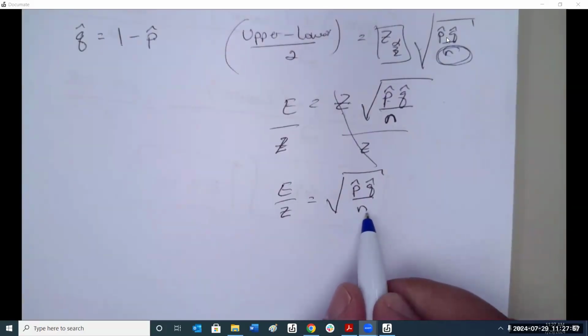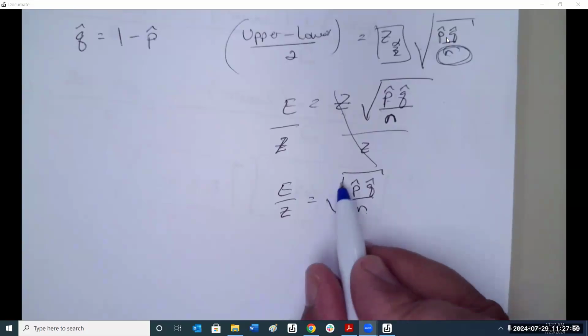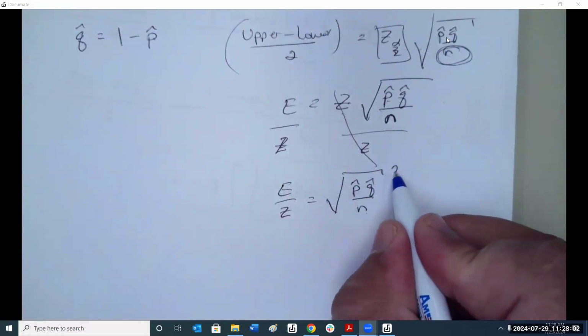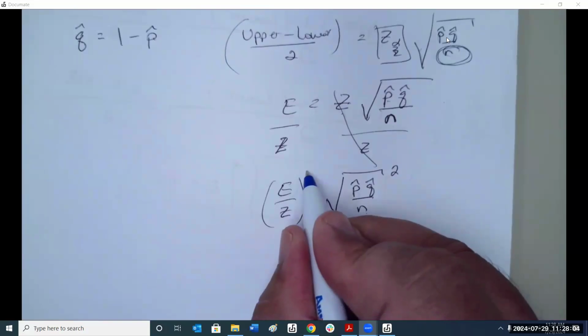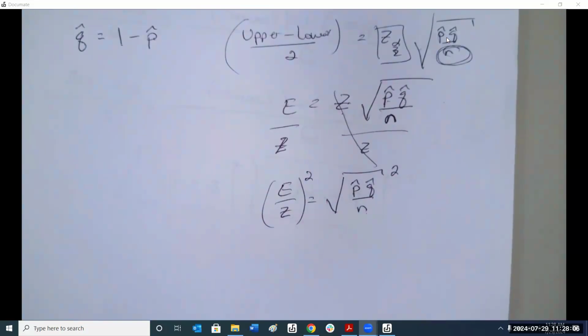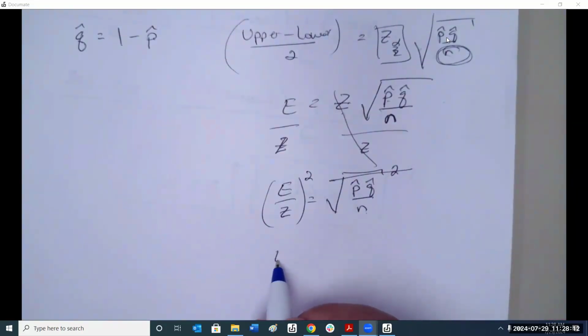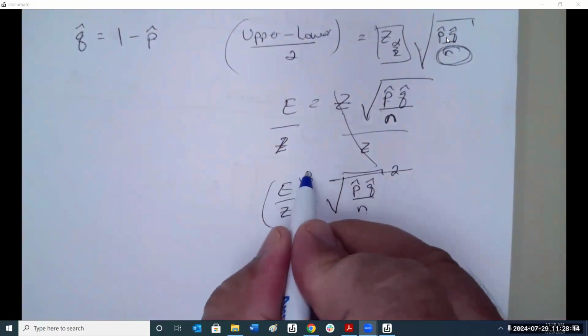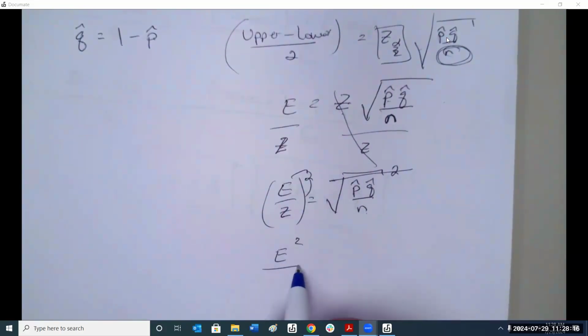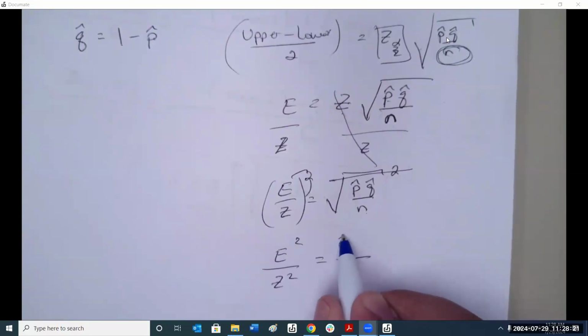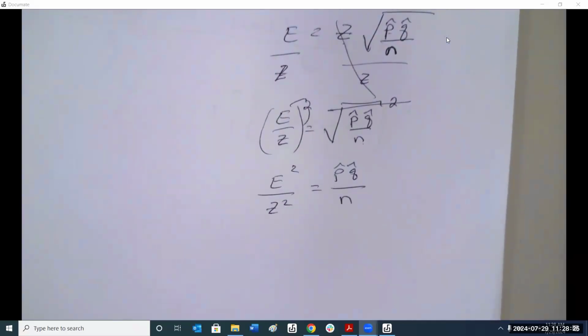Remember, we're trying to get to n. So we have to get rid of the square root. The opposite of the square root is if we square both sides. So the square root and the square cancel. So we have e, well, we can distribute that. So we have e squared over z squared equals p hat q hat over n.